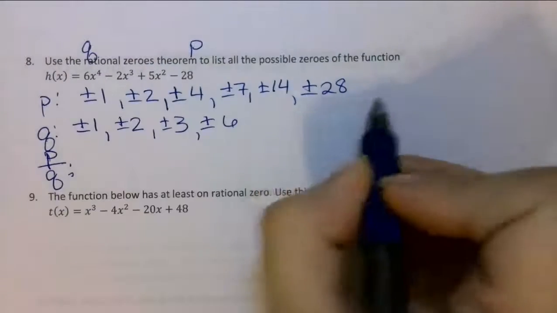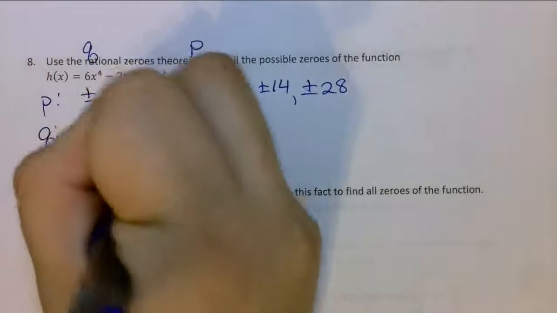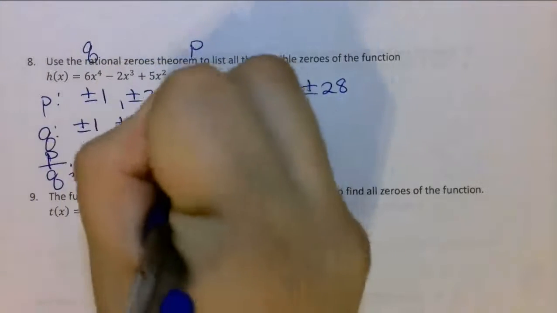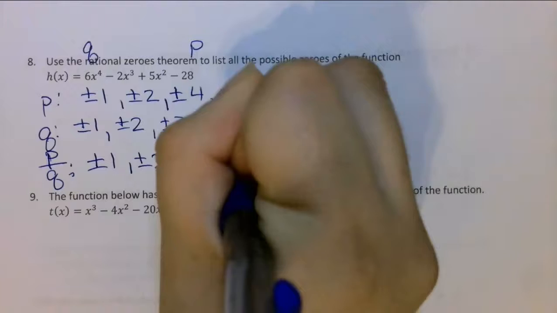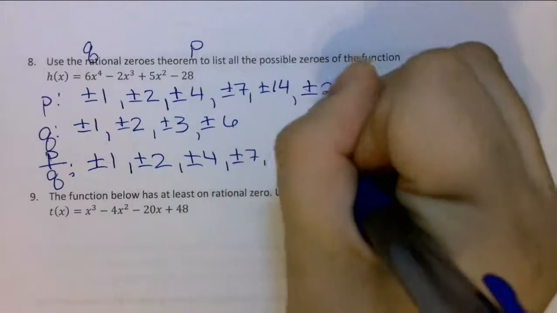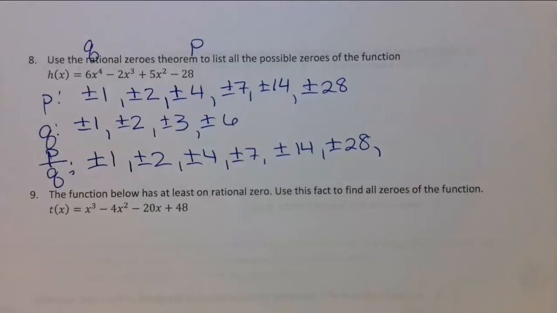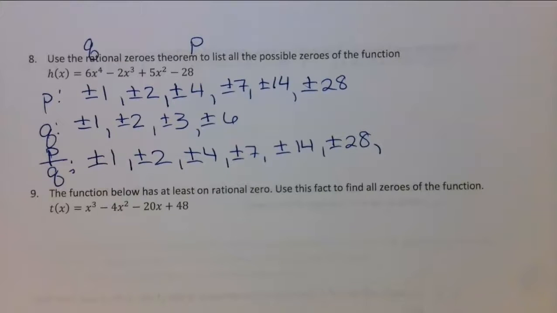So the first set gets divided by 1, so I just rewrite everything from p. Plus or minus 1, plus or minus 2, plus or minus 4, plus or minus 7, plus or minus 14, plus or minus 28. Then the second set comes from taking all of those numbers and dividing by 2. If it gives me a new answer, I write it down. If it's repeated, I don't.